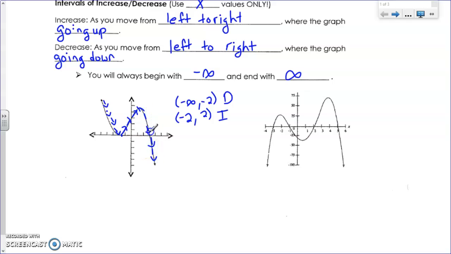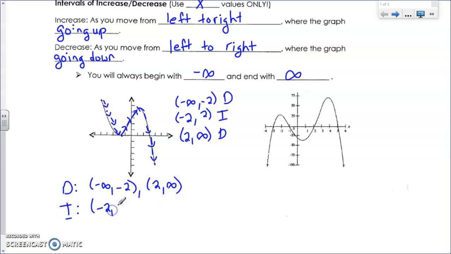It's going down, and now that's from 2 to infinity. So see how this is decreasing. See how I started with negative infinity and I ended with infinity. So then on your test, you would list the decreasing. So the decreasing would be negative infinity to -2 and 2 to infinity. And then the increasing would be -2 to 2.